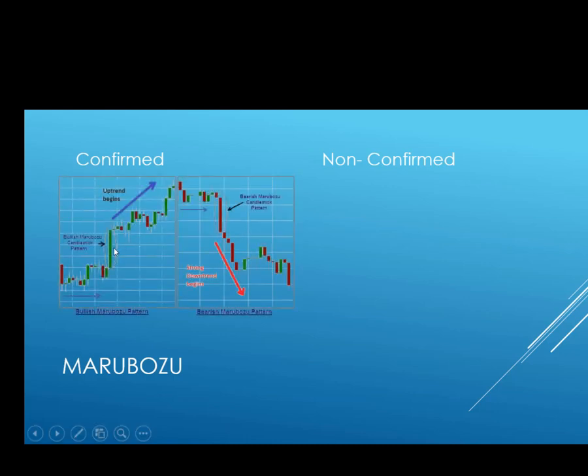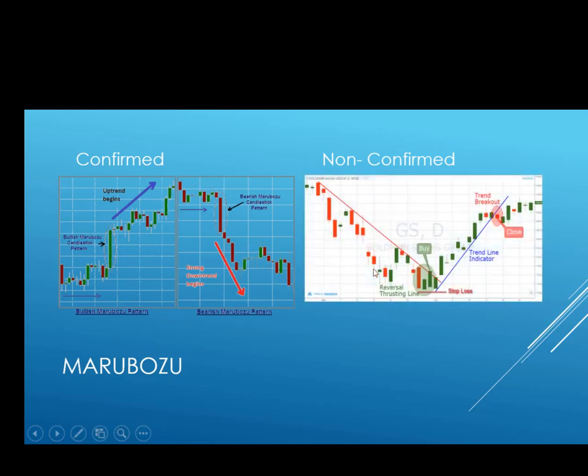Here's a confirmation of marubozu. So in this case, we see a very strong marubozu here. It's a much longer candle than the average candle in the previous pattern. In this case, it's a bearish marubozu. Very long candle, much longer than the average candles. And of course, in this case, we get that bearish continuation.